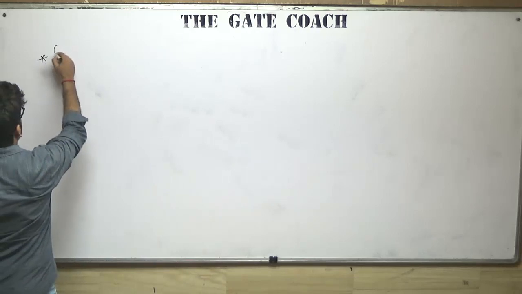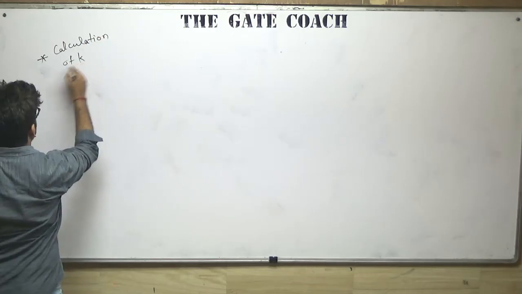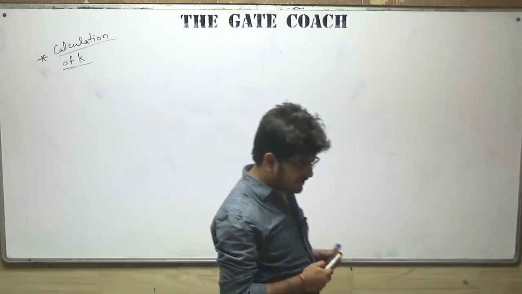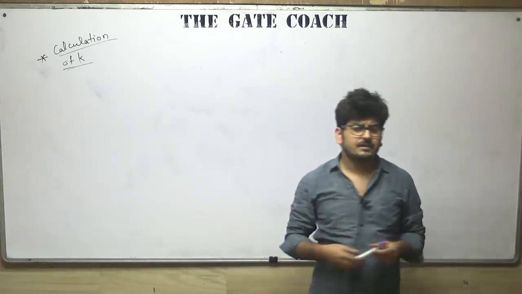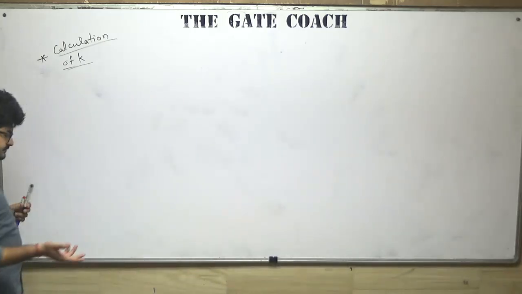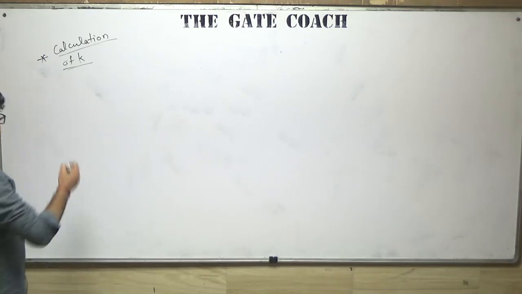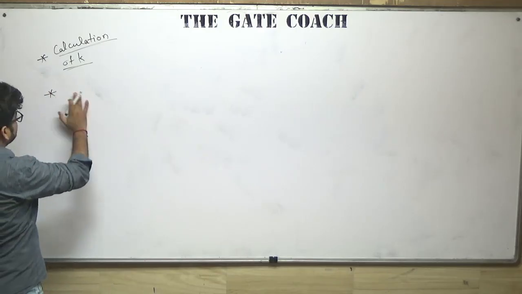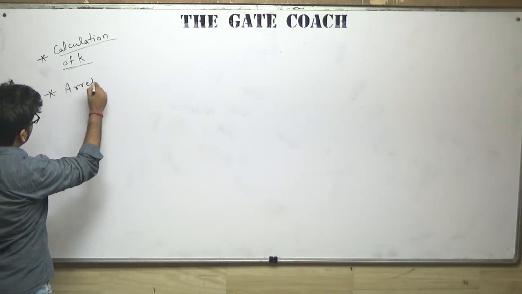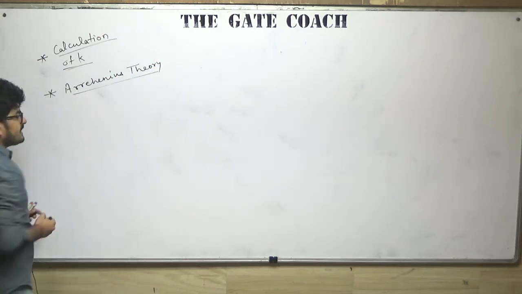So for the calculation of rate constant K, we can use n number of theories as mentioned in the book. But based on our syllabus and the validity of the theories, the most popular and most used theory is Arrhenius theory, also known as Arrhenius law.